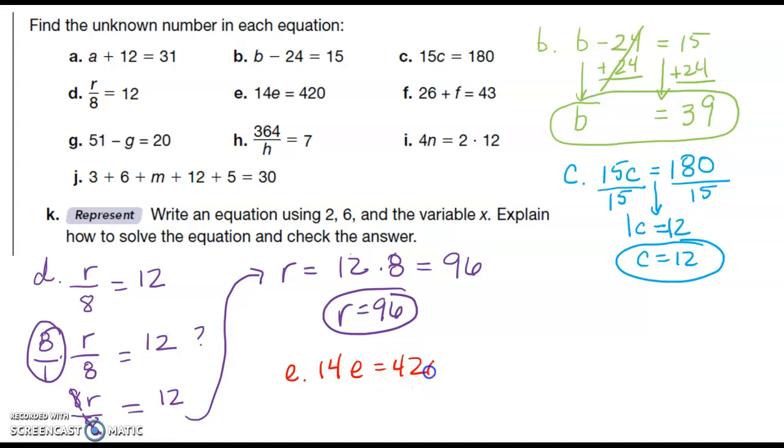14E is equal to 420. This is going to look an awful lot like this one. So we have 14 times E, because there's no operation there, is equal to 420. The opposite of times is division. So we're going to divide this side. My 14's cancel. My E comes down. My equals comes down. Divide by 14. 420 divided by 14 is equal to 30.